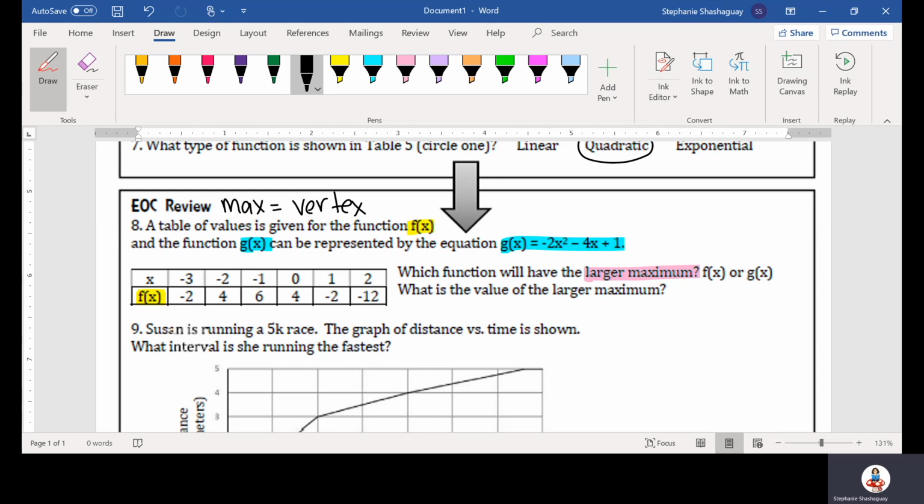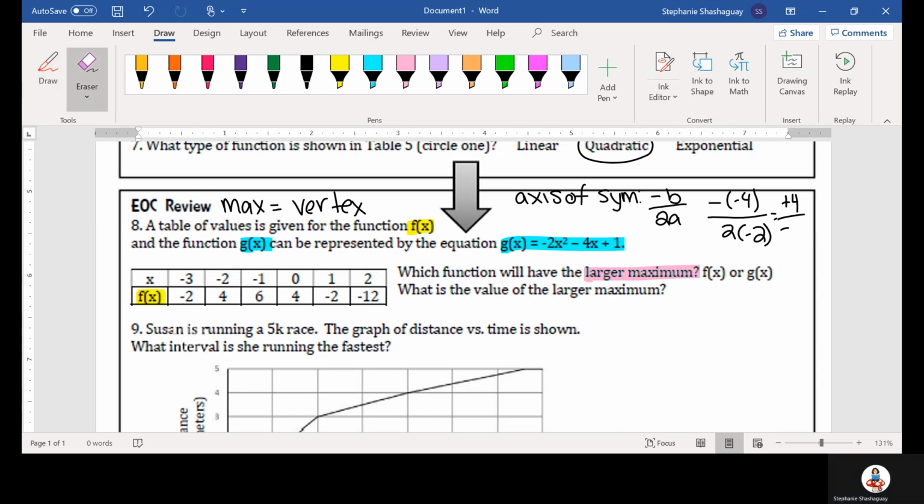In order to find our vertex from a quadratic function, we're going to use our axis of symmetry formula, which is negative b divided by 2a. So I'm going to have a negative 4 divided by 2 multiplied by a negative 2. So that's going to be a positive 4 divided by a negative 4, which is equal to a negative 1. So that's where my axis of symmetry is, at negative 1.